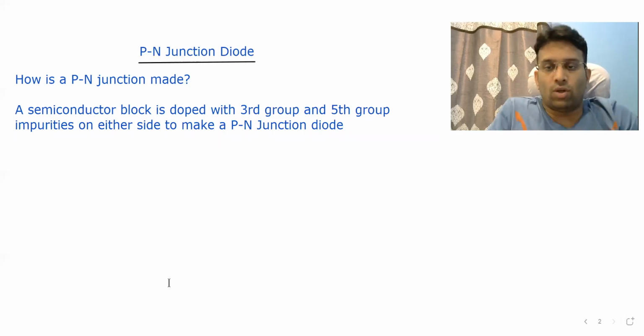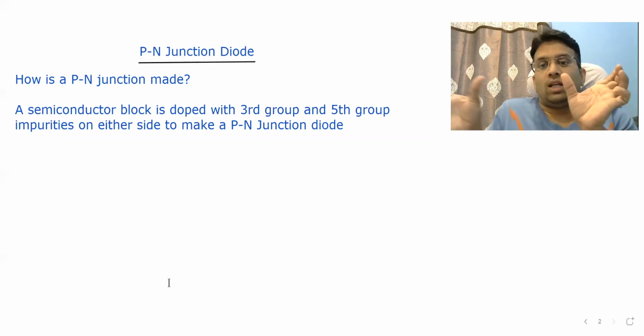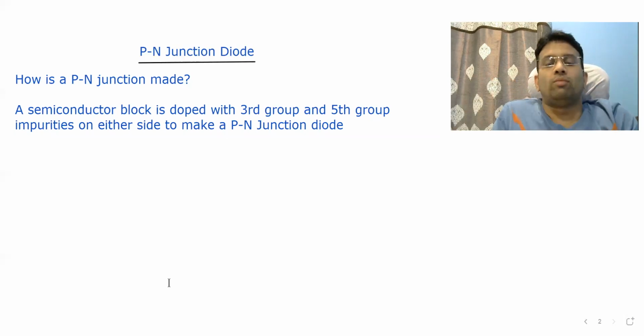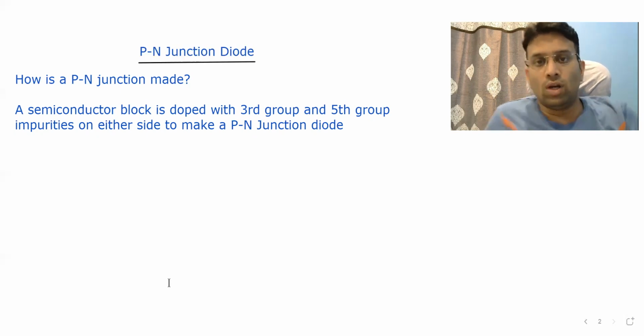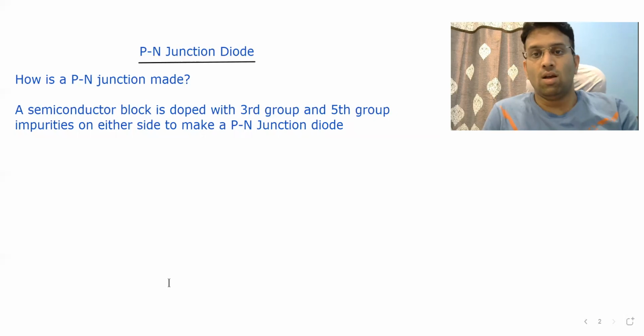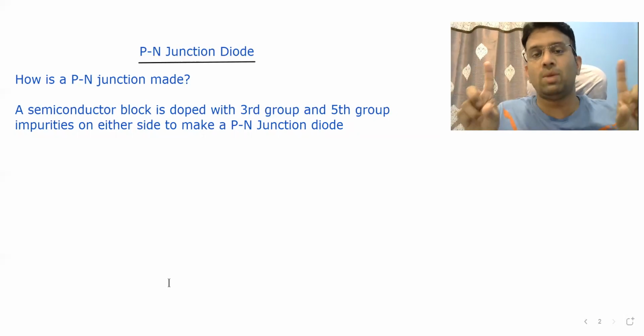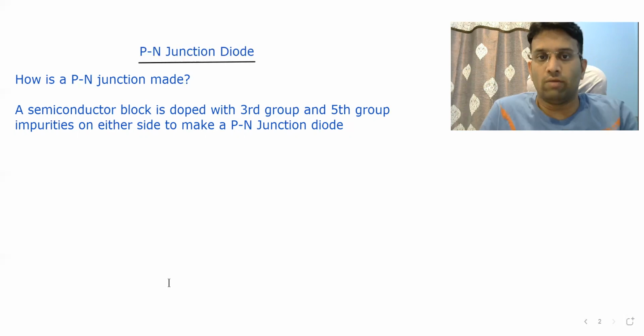Please don't ever think that a P-type semiconductor and an N-type semiconductor are joined to make a Pn junction diode. That is wrong, because even if you join them, whatever welding you do, the gap between the P side and N side will still remain quite large compared to the atomic size, and it will never be a proper Pn junction diode. The only way you can make a Pn junction is by doping a single semiconductor block with the third group and fifth group impurities on either side. That is the only way.